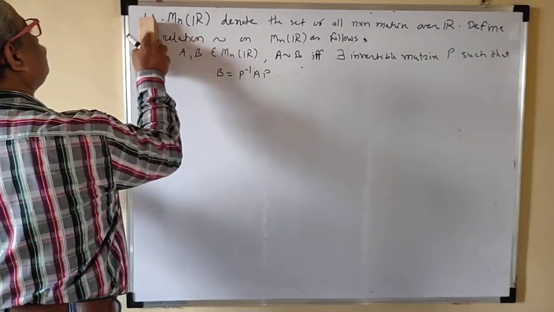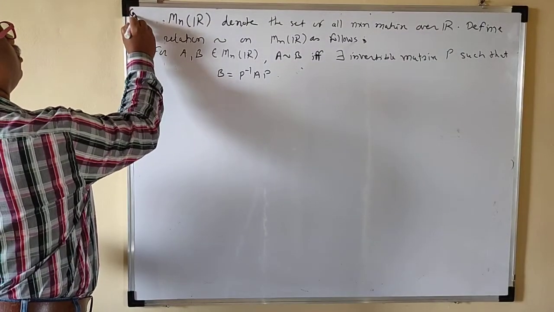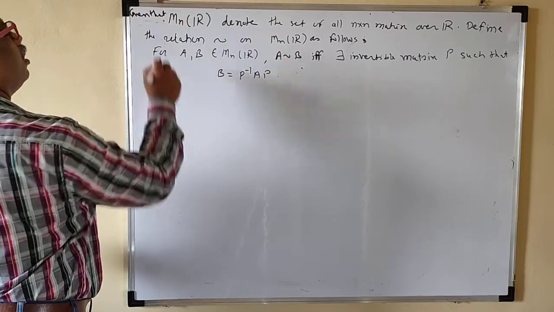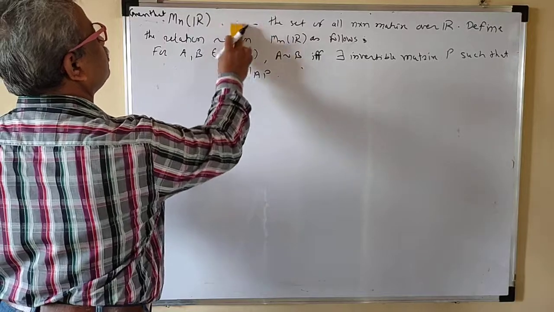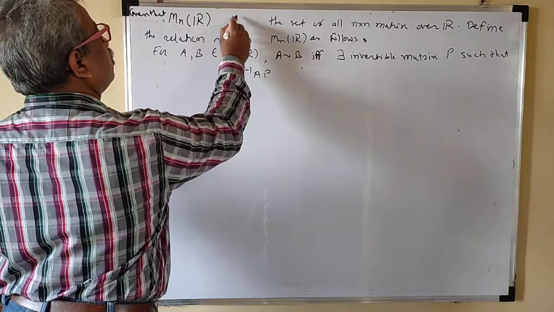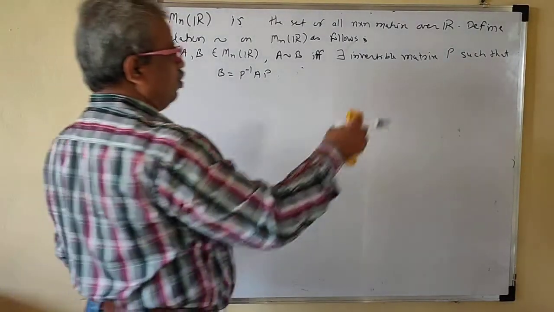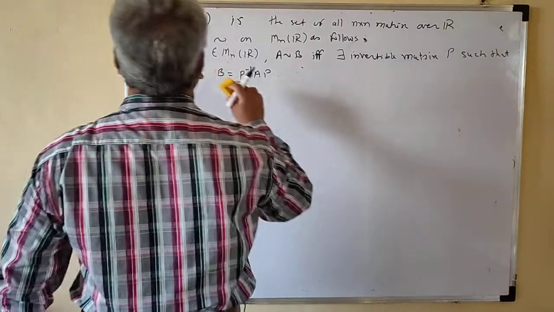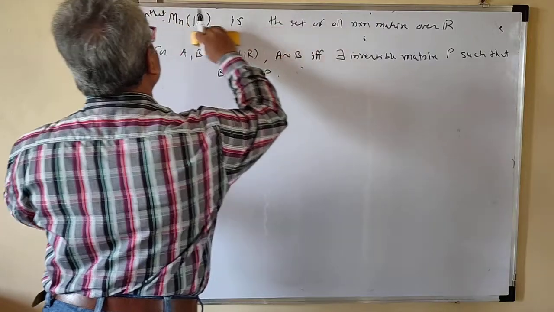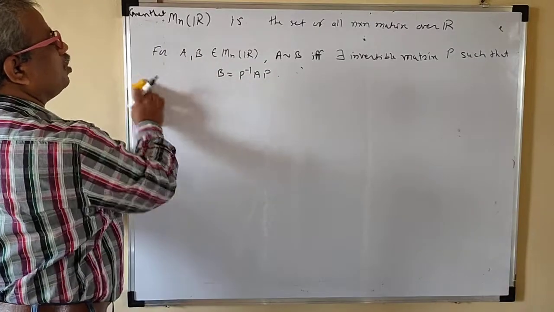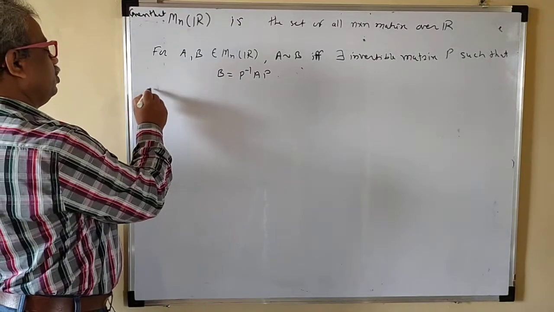Given that M_n(R) is the set of all n by n matrices over R, for A, B belonging to M_n(R), A is related to B if and only if this holds. So first, reflexive.